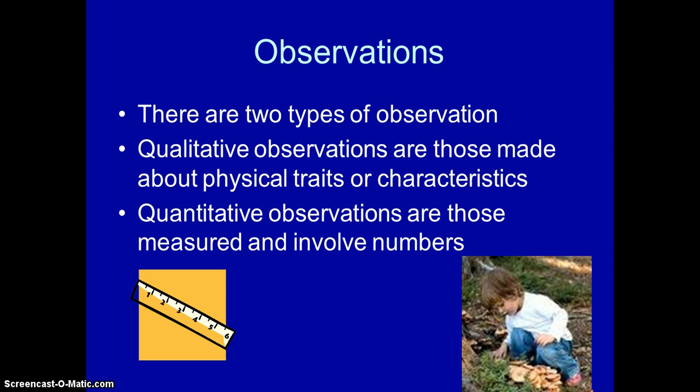Quantitative observations are those that actually are measured. So those would be things like, oh, it's 1 centimeter in length. Versus if I was describing a pencil, I would say, oh, it's yellow. All right? So there's different things. Qualitative would be our top ones here, and quantitative would be our bottom ones with our numbers.